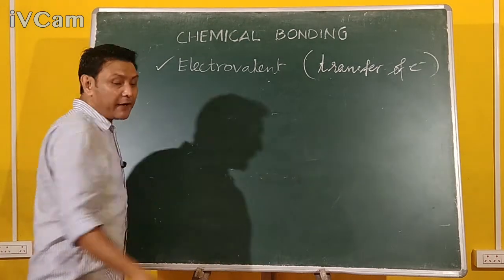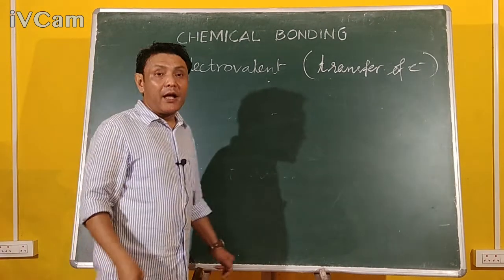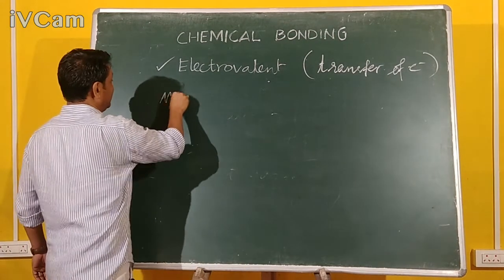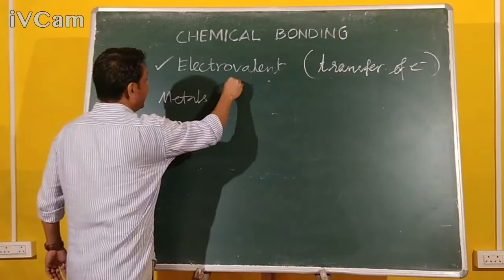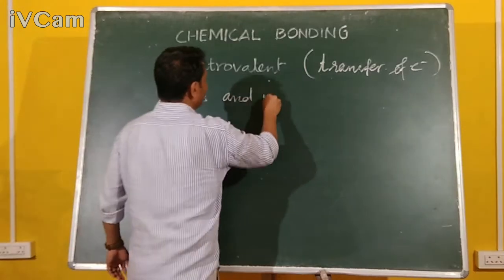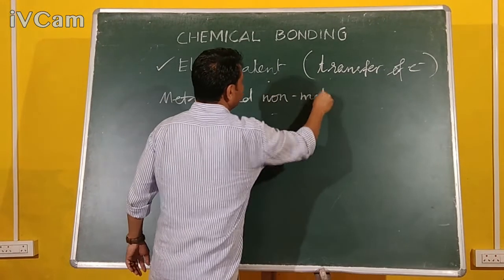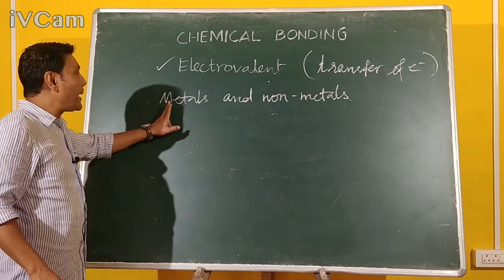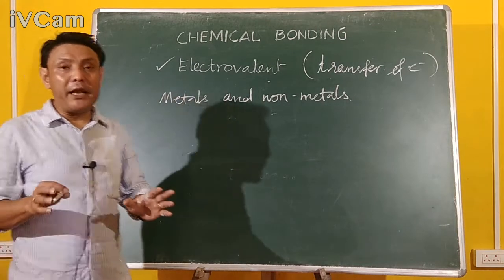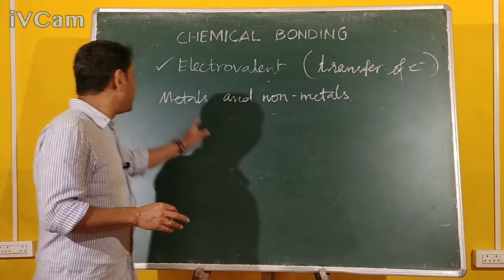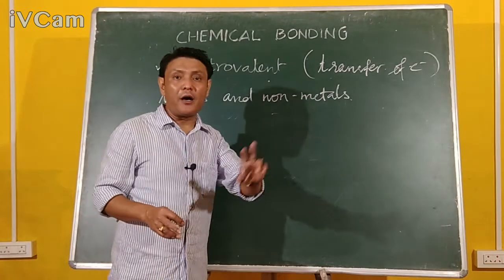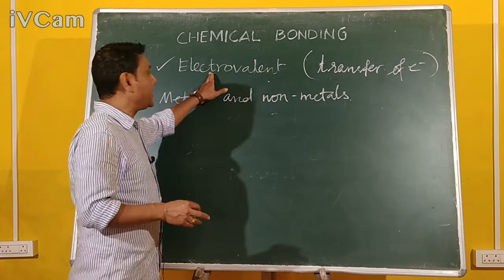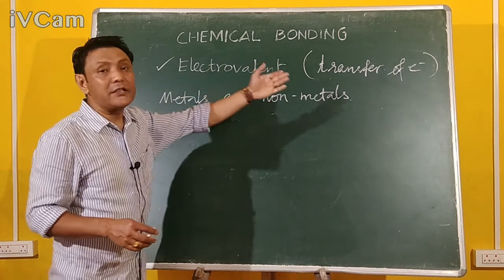So, electrovalent compounds. Now, electrovalent compounds are always formed between metals and non-metals. If there is a reaction between a metal and a non-metal to form a totally new compound, then it has to be an electrovalent compound by the transfer of electrons.